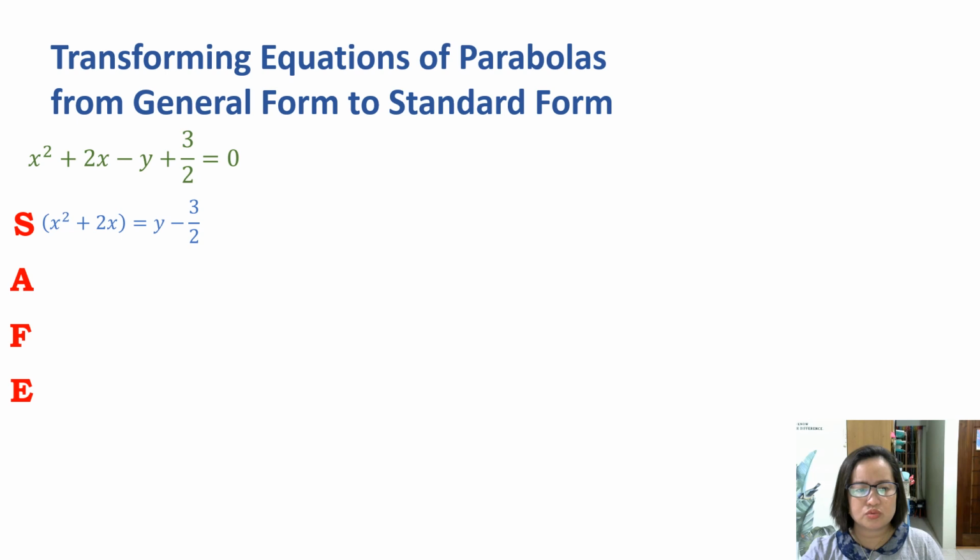Now we complete the given binomial. So 2 divided by 2 is 1. Square that, we will get 1. We add 1 to both sides. Then we factor out the given trinomial. So we will have the square of x plus 1. On the other side, we will have negative 3 halves plus 1. Simplifying that, we will have negative 1 half.